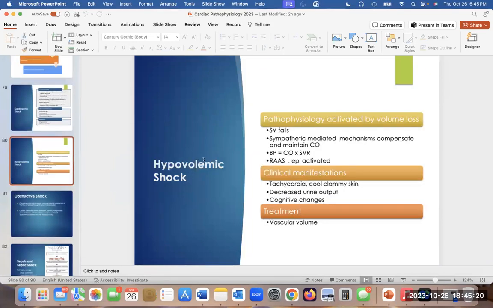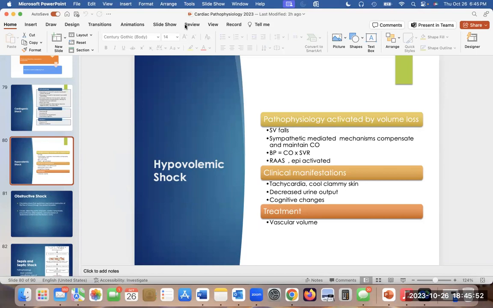Hypovolemic shock has to do with volume, right? There is something wrong with volume. There's a blood loss or a volume loss of some sort. That includes bleeding, dehydration, okay? Burns, something that's reducing fluid, okay? So what we want to do to treat it is improve the volume to help promote perfusion. Same sorts of symptoms: tachycardia, decreased blood pressure, cool, clammy skin, decreased urine output, all of that.